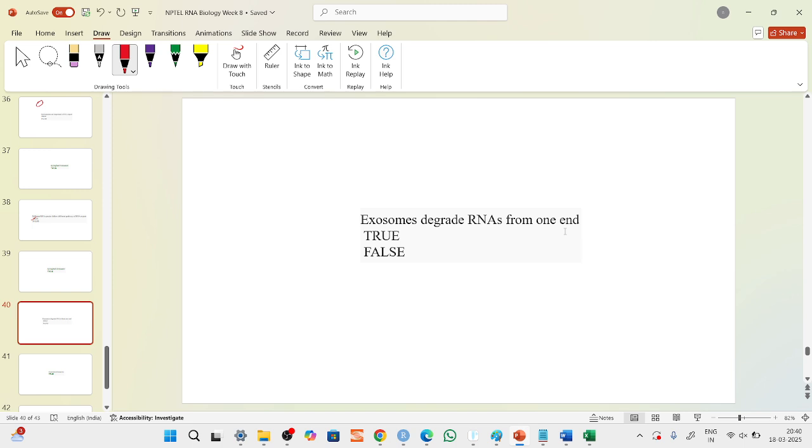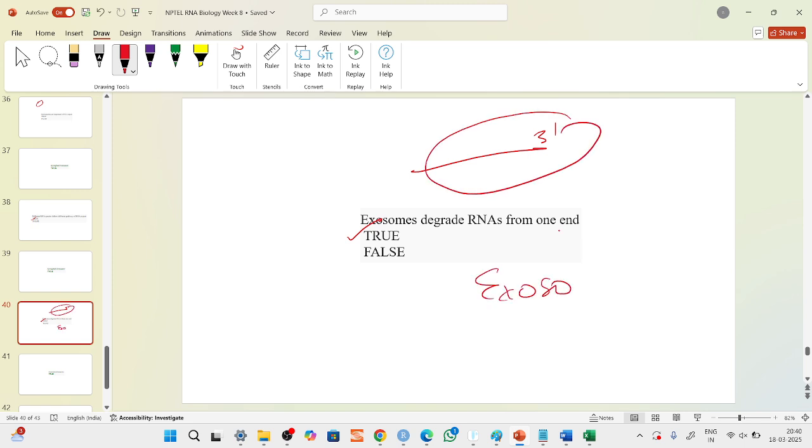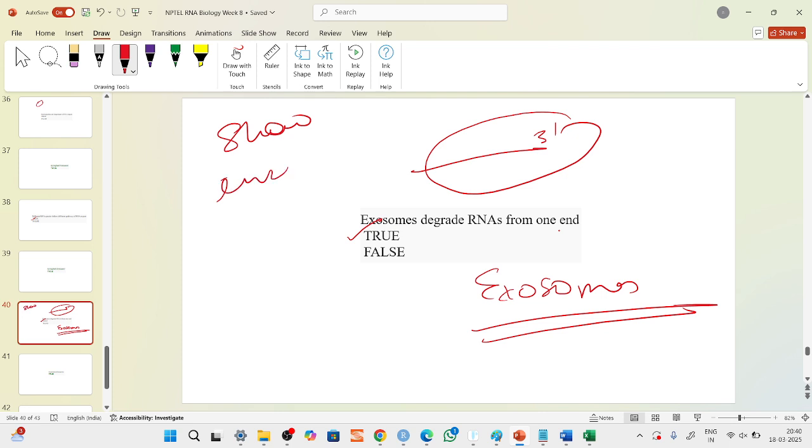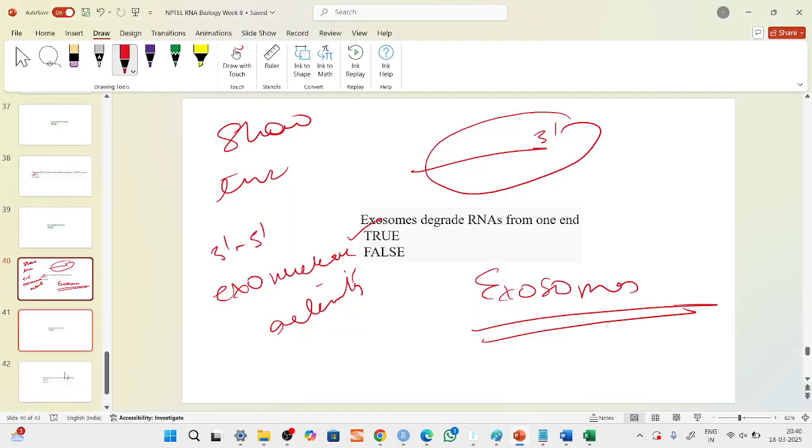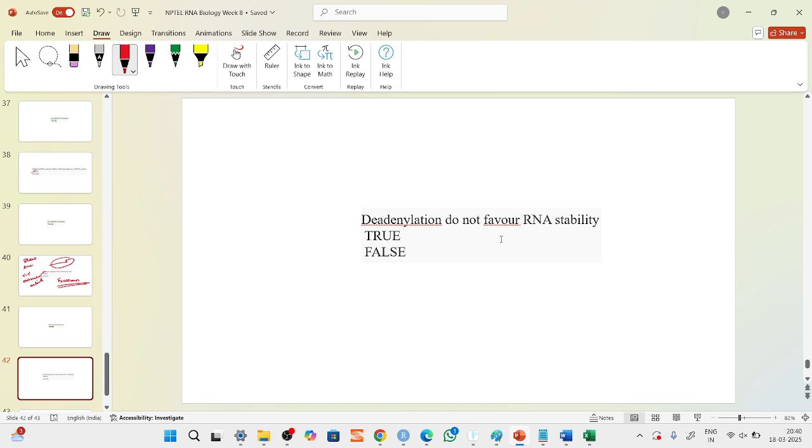Okay, so the correct answer is that yes, true. Exosomes indeed degrade the RNA from one end. They degrade the RNA from the 3' end. We have seen that exosomes show 3' to 5' exonuclease activity. Since they show 3' to 5' exonuclease activity, it means that they degrade the RNA from one end. Okay. Now, the last question is, deadenylation does not favor RNA stability, true or false?